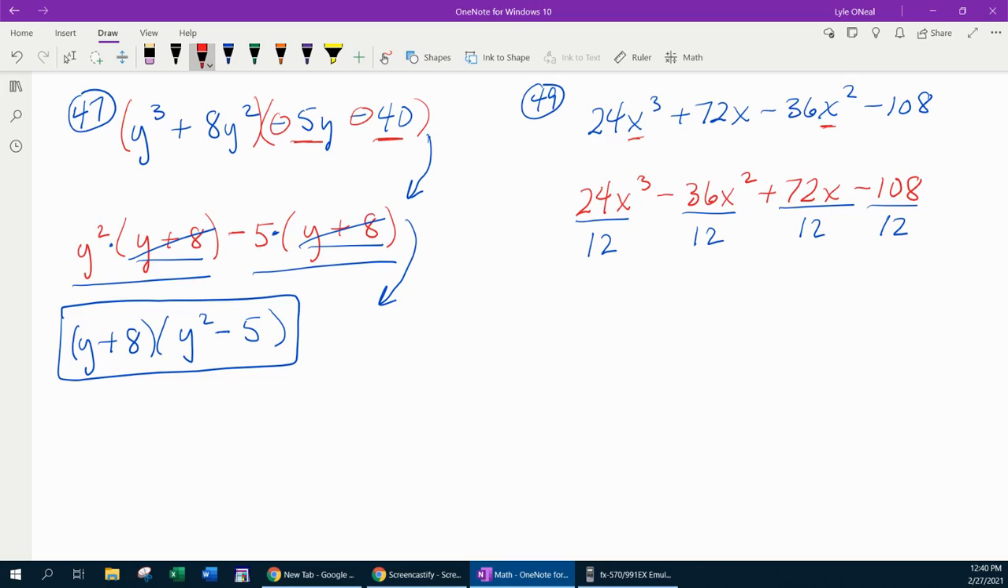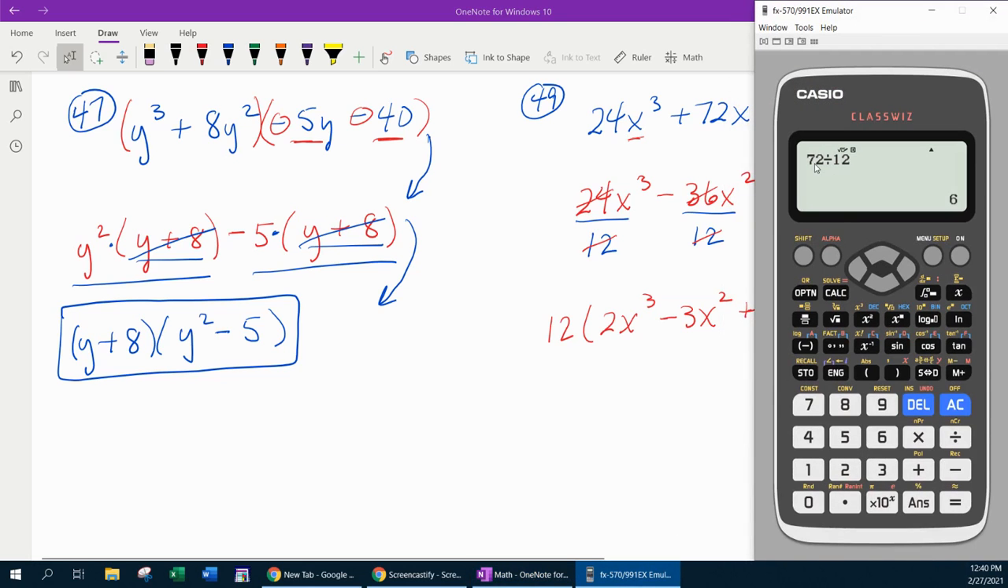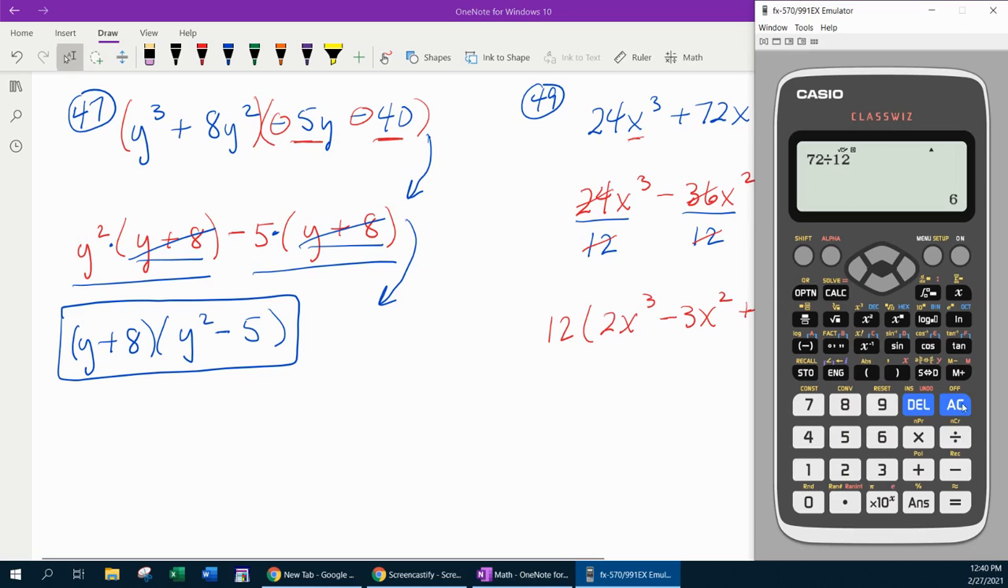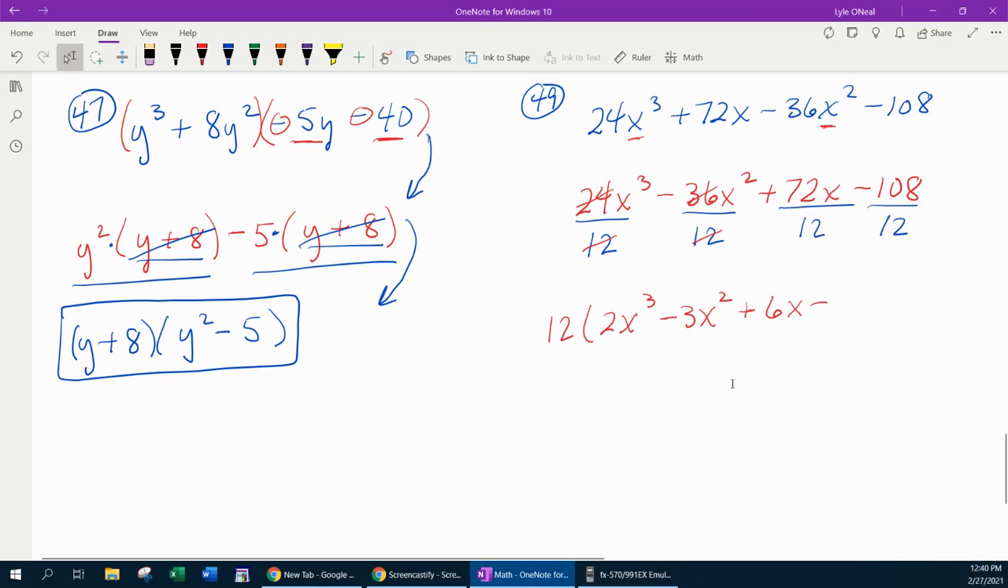So here we go. We're going to have 12. And then what is going to remain in the parentheses? 12 goes into 24 2 times. 12 goes into 36 3 times. 12 goes into 72, I'm not sure. Let's check the calculator. 72 divided by 12, that's 6 times. And 108 divided by 12 is 9. All right, so that takes care of the GCF, the factor out step.